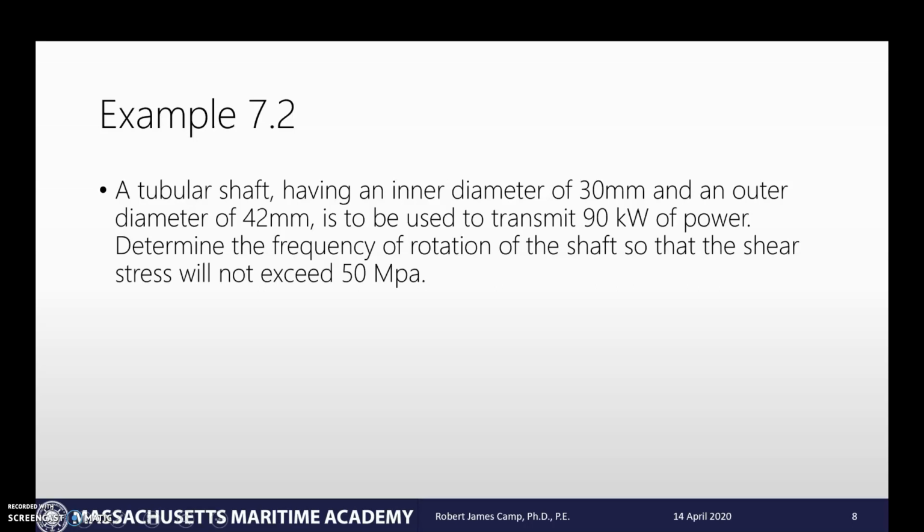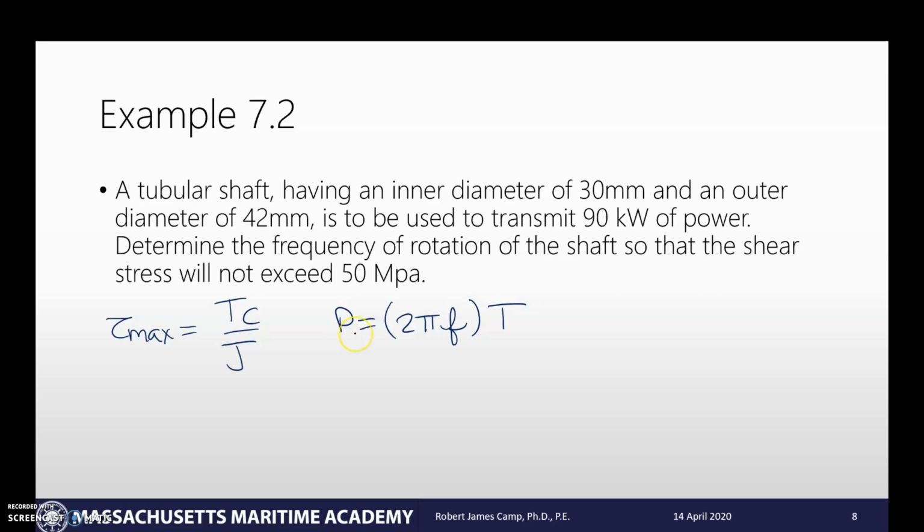Okay, so as we look at this, we've really got one equation, and that's the maximum shear stress is going to be Tc over J. Now, what I'm trying to figure out is the frequency of rotation. So what we're going to need is our power equation. And so power is equal to 2 pi F, which is our frequency, times the torque.